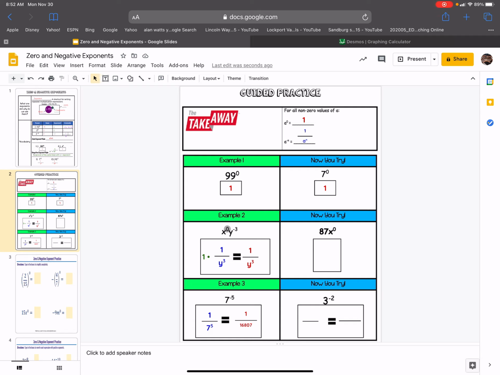Now here we have multiple things in one phrase. We have x to the 0 power and we have y to the negative 3rd. So let's first do x to the 0 power. X to the 0 power is 1 right here. So there's my first answer. It's 1. X to the 0 power is 1.